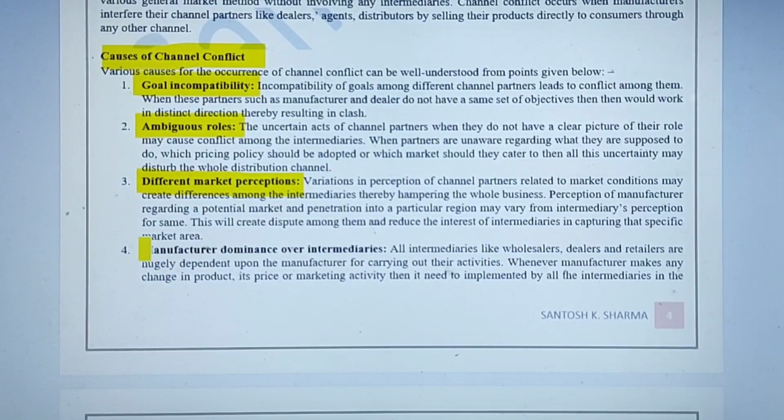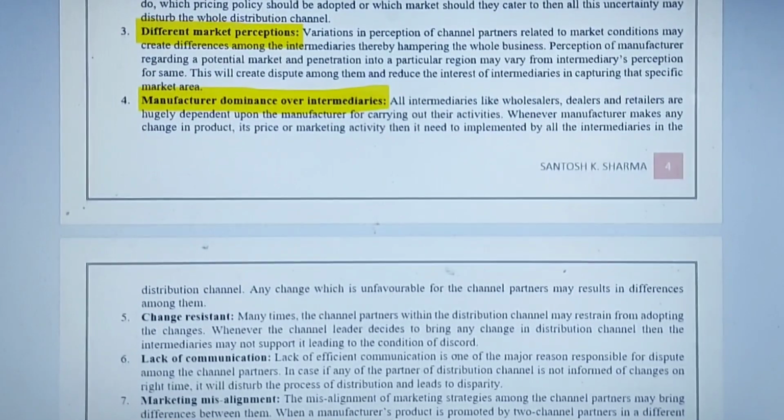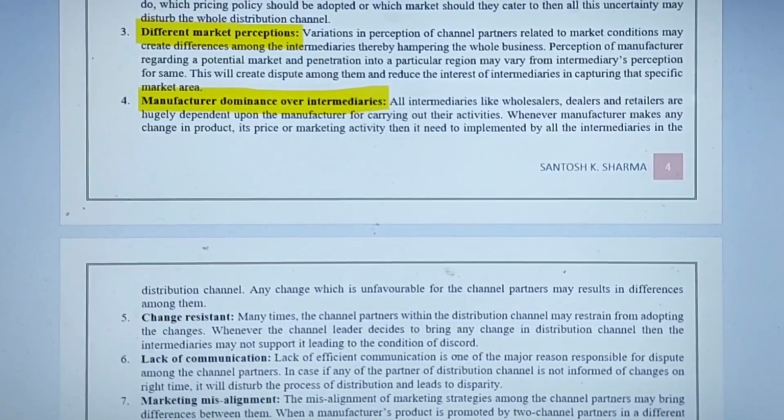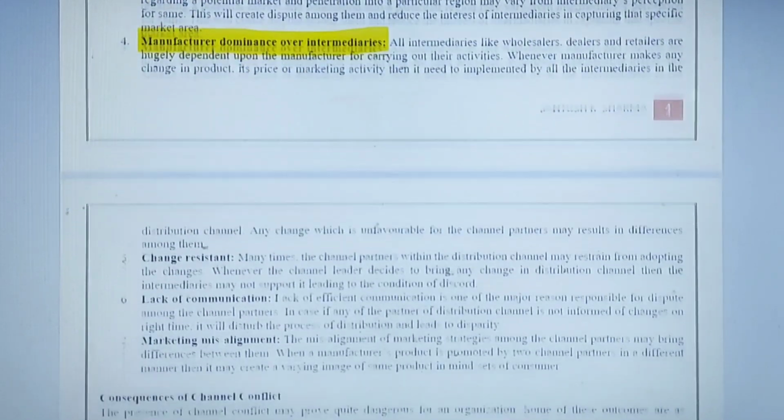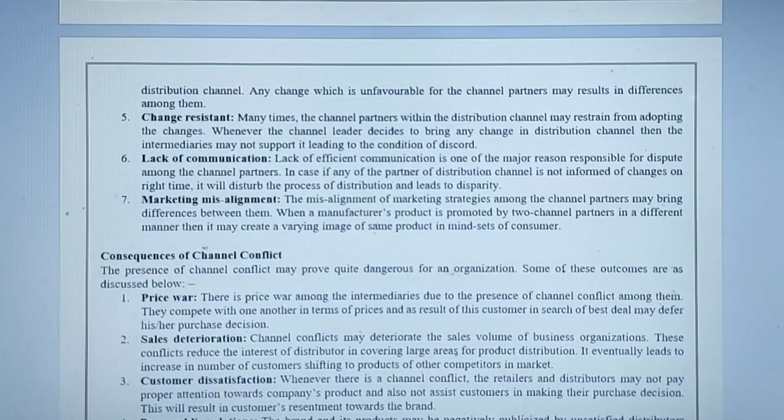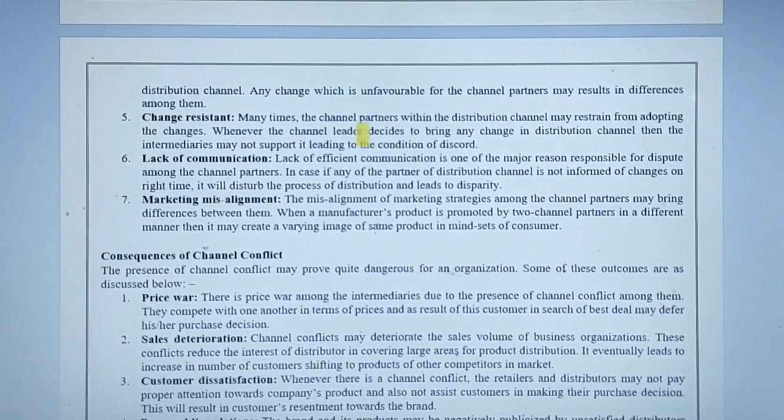The fourth one is manufacturer dominance over intermediaries. So basically, it's a very common reason. The manufacturer, the producer, the company, basically they try to dominate the intermediaries, and they charge different prices to different intermediaries, or maybe provide different type of services to different dealers. So that creates a problem. So this partiality from the company side creates conflict.